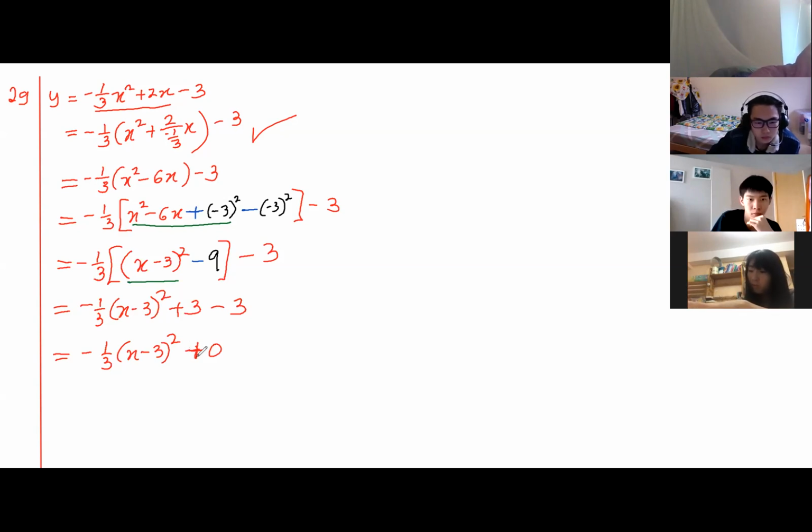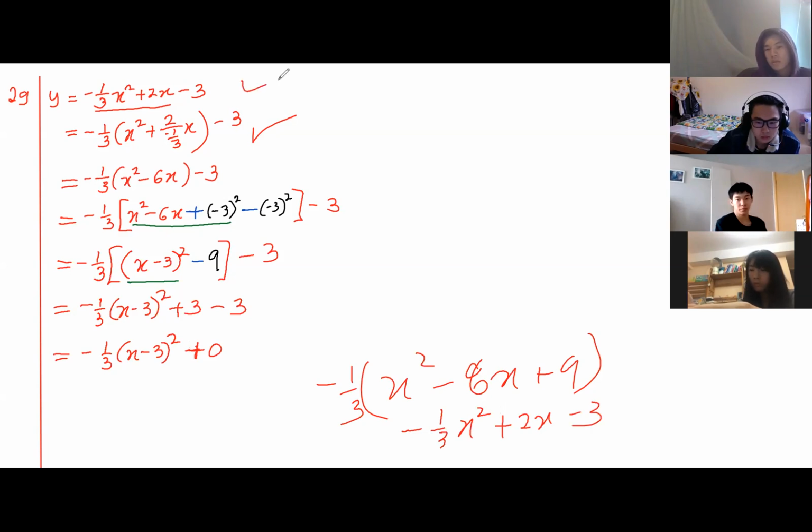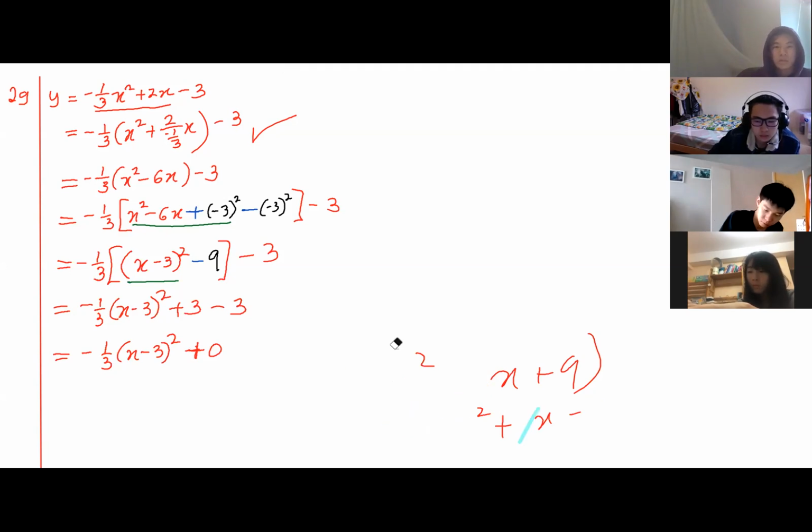Okay, let's see if that makes sense. Open this bracket, you get x squared minus 6x plus 9, right? If you multiply by minus 1 over 3, you get minus 1 over 3 x squared plus 2x minus 3. Yes, that's correct. Can you see that? Aha, so we're right. Haven't made any blunder.